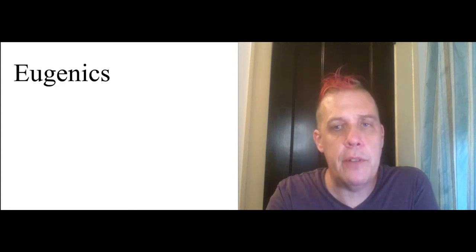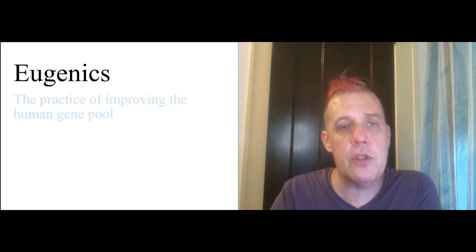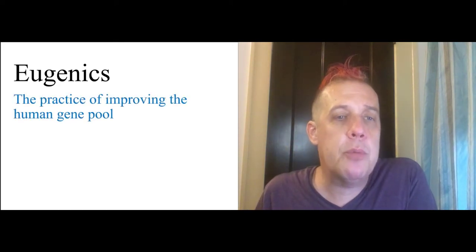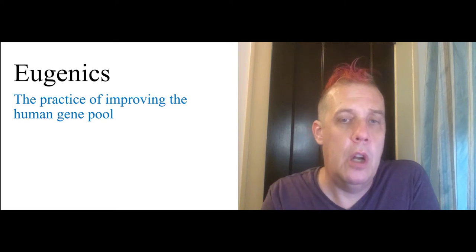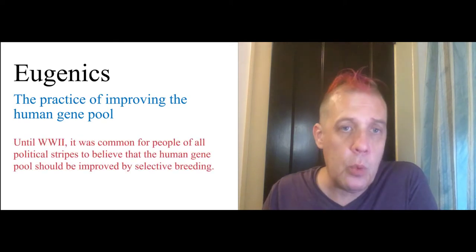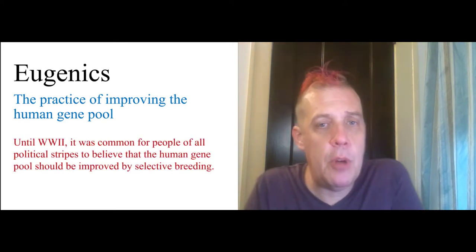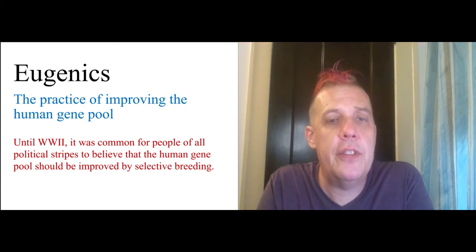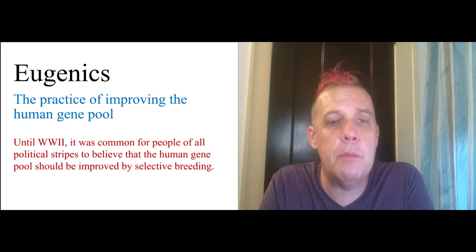We also, in the previous video, talked about eugenics. Eugenics is the practice of improving the human gene pool. And until World War II, it was common for people of all political stripes to believe that the human gene pool should be improved through selective breeding.